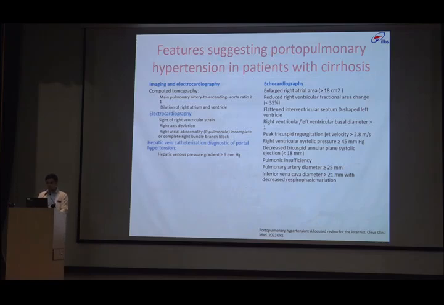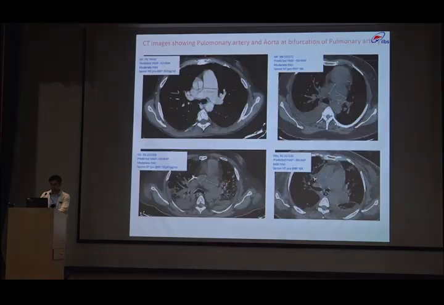In echocardiography, there could be enlarged right atrial area, reduced right ventricular ejection fraction, flattened interventricular septum, right ventricular to left ventricular basal diameter of more than 1, peak tricuspid regurgitant jet velocity more than 2.8, right ventricular systolic pressure of more than 45 mmHg, decreased RV-PA coupling, pulmonary artery diameter of more than 25 mm, and inferior vena cava diameter more than 21. So these are the CT scans of a few patients which I could find from the data collection.